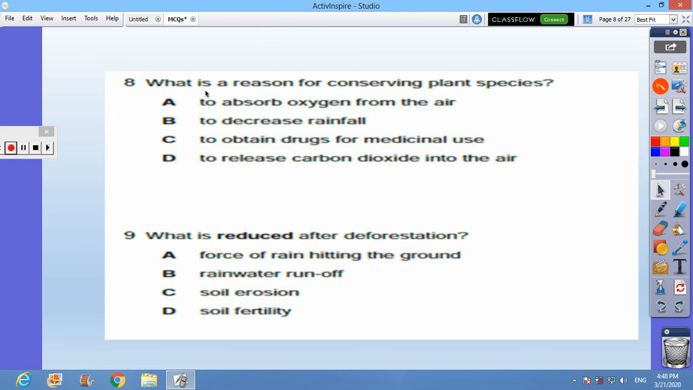8. What is a reason for conserving plant species? In order to obtain drugs for medicinal use. 9. What is reduced after deforestation? After deforestation, what will be less? B, rainwater runoff.